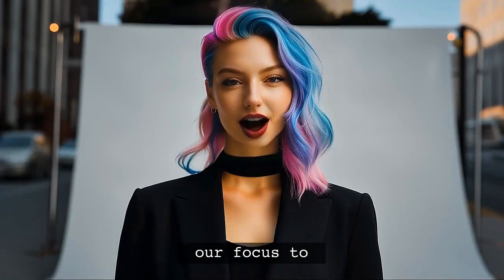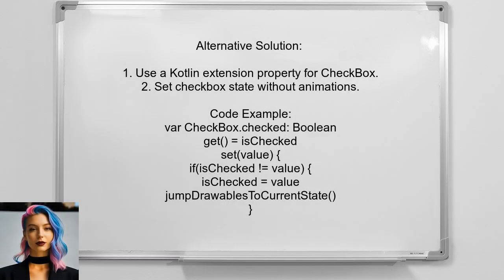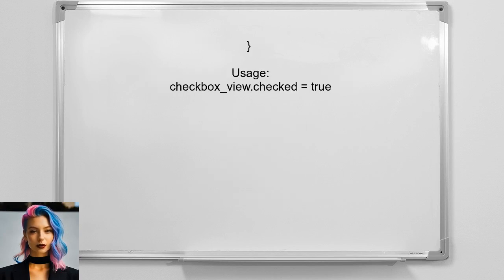Now, let's shift our focus to a different response. An alternative solution provided by another user involves using a Kotlin extension property to manage checkbox states without animations. This approach is specifically for Kotlin code, not Java.